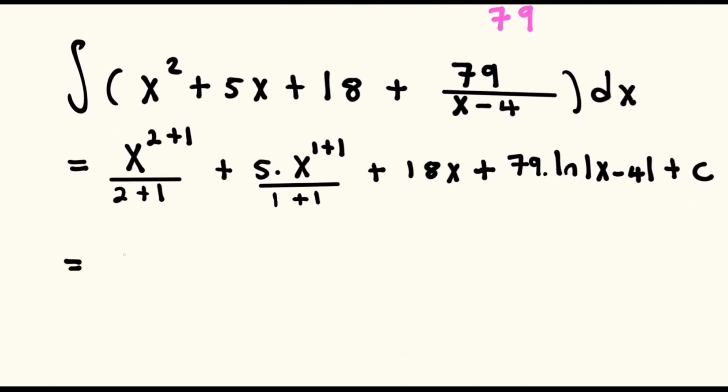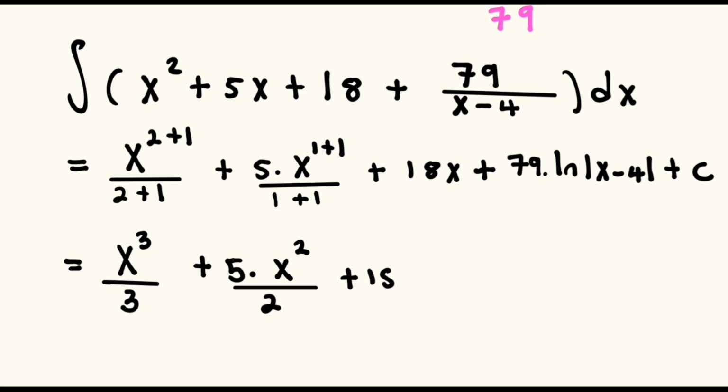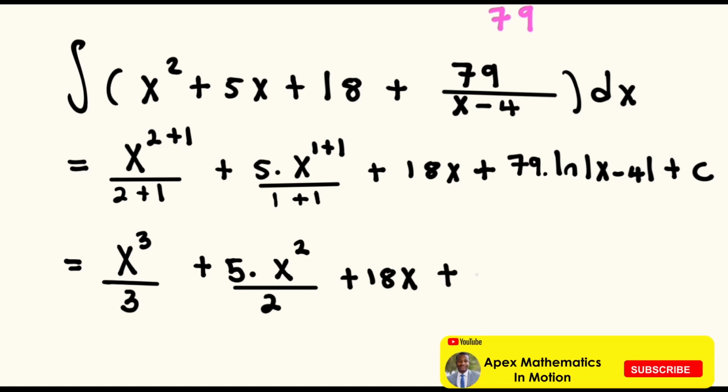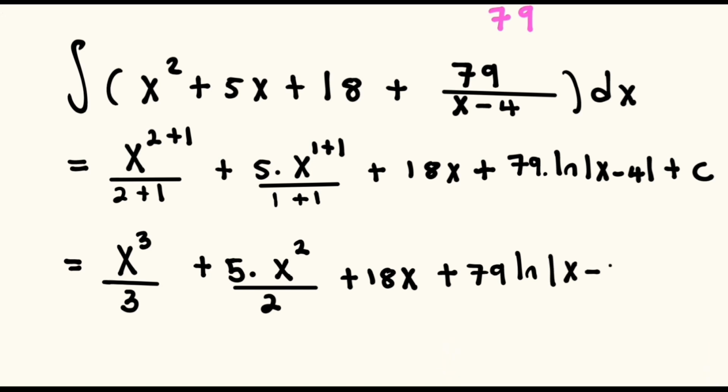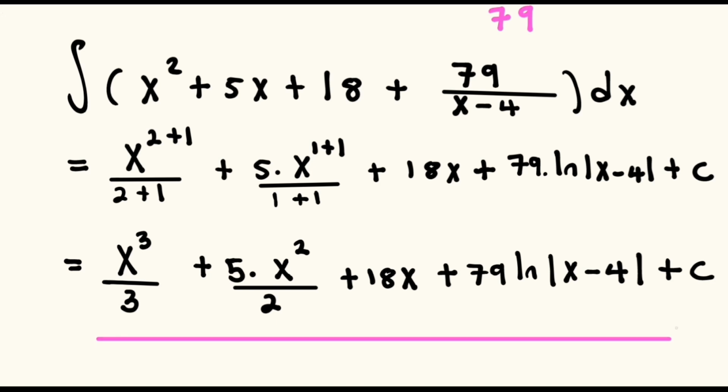From here we simplify. We have x raised to the power 2 plus 1, and 2 plus 1 is equal to 3, divided by 2 plus 1, which is equal to 3, plus 5 multiplied by x raised to the power 1 plus 1, which is equal to 2, divided by 1 plus 1, which is 2, plus the 18x, plus 79 multiplied by the ln of the absolute value of x minus 4, plus our constant c. And this will be our answer for this final question.